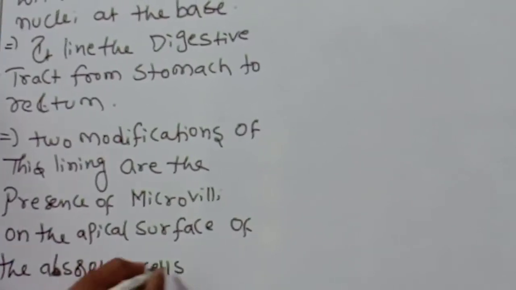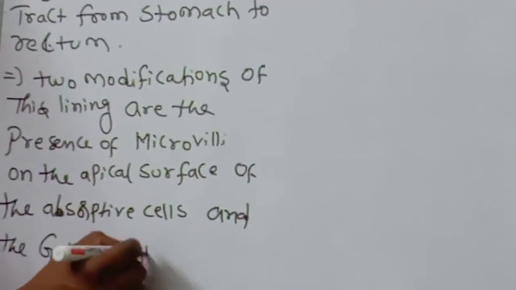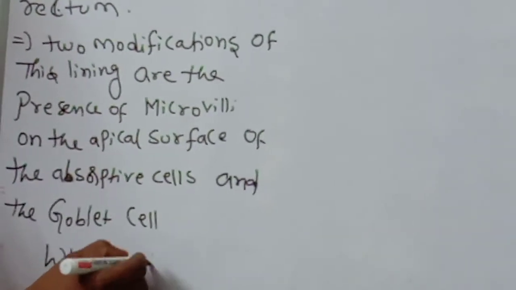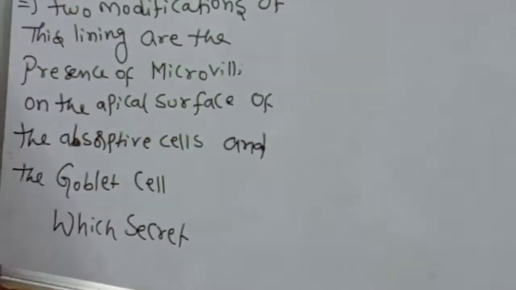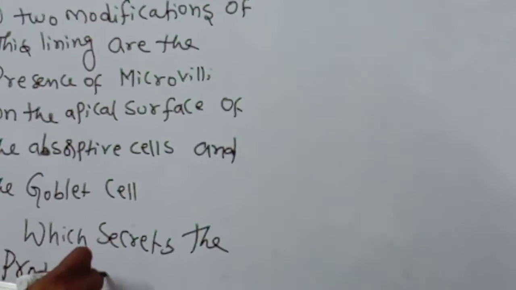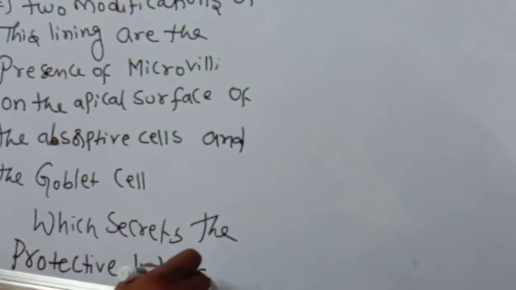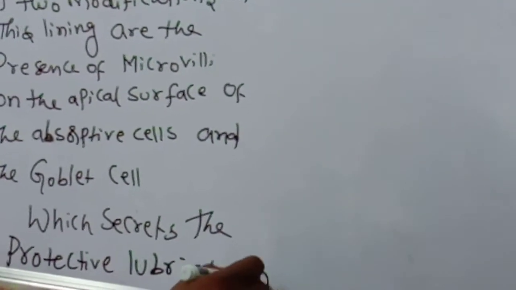And the goblet cells, which secrete the protective lubricating mucus. Lubricating mucus. This point you have to remember. Okay, children, this is the most important.